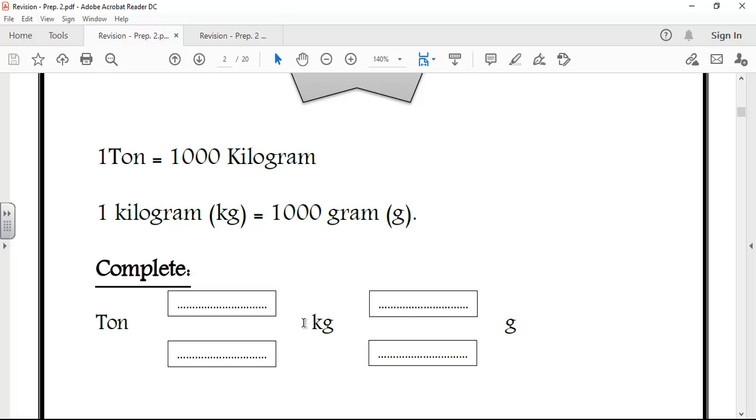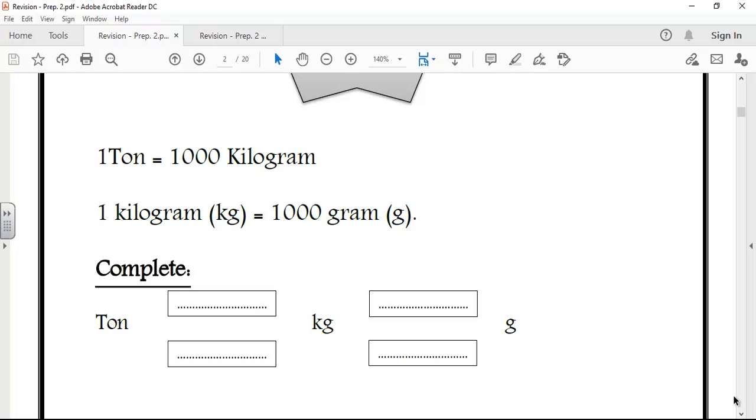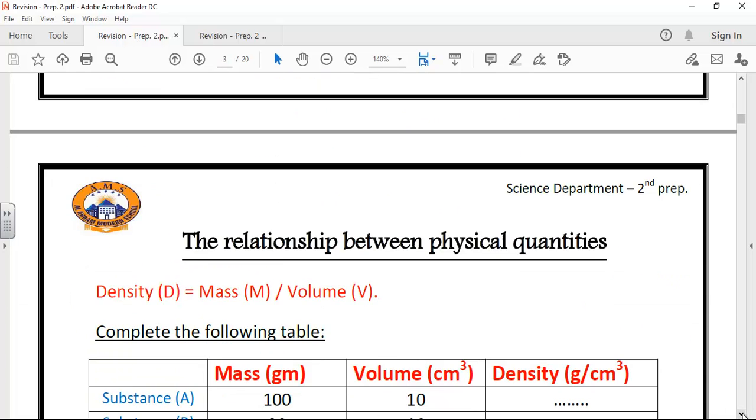How do we change from each one to the other one? Just read this part up here. You can find it so easy to complete this easy question. Look at the answer here. That's it. Ton to kilogram times 1000. From kilogram to gram, also times 1000. From gram to kilogram, from small to big, it will be divide 1000. From kilogram to ton, it's also the same. It will be divide 1000. That's this part. I think it's so easy.